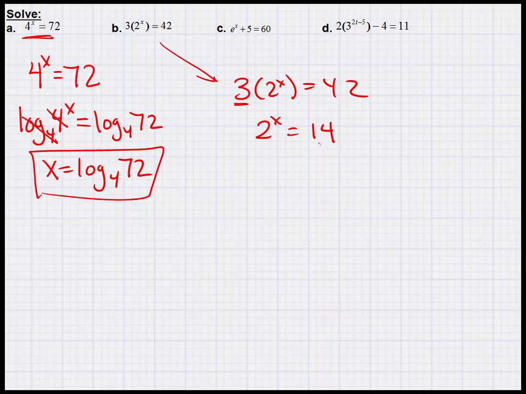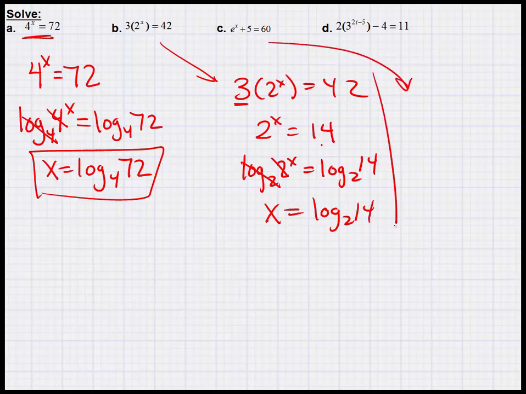Now, does the one-to-one property work? Can I write 14 as 2 to a power? No. Use the inverse property. So I'm going to take log base 2 of 2 to the x equals log base 2 of 14. These cancel. x equals log base 2 of 14. Done.